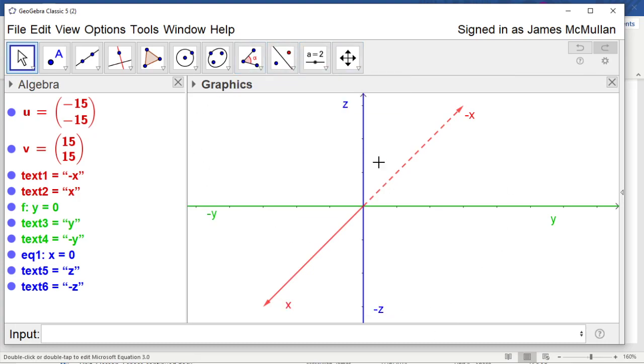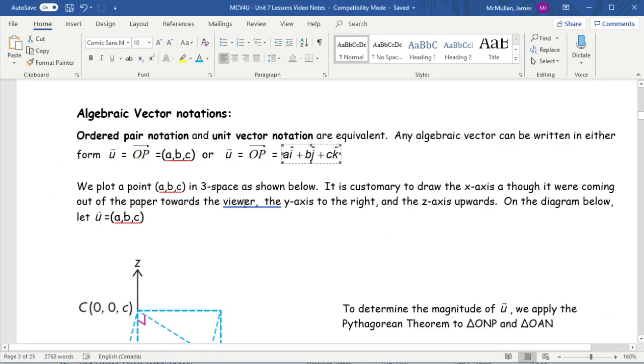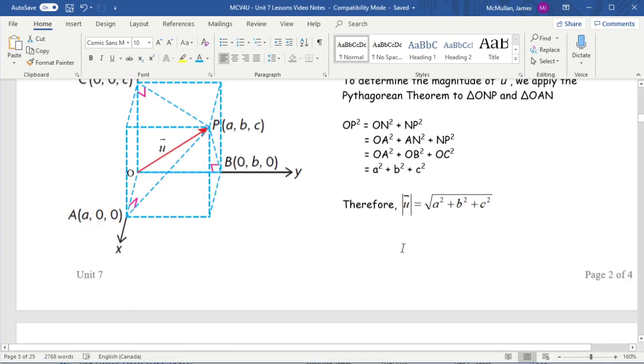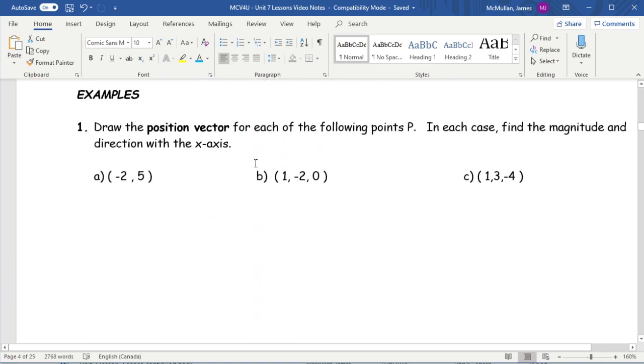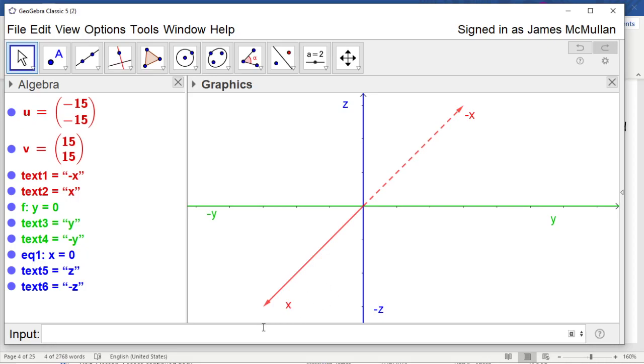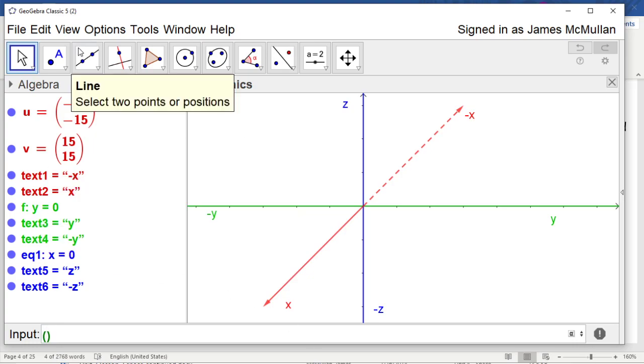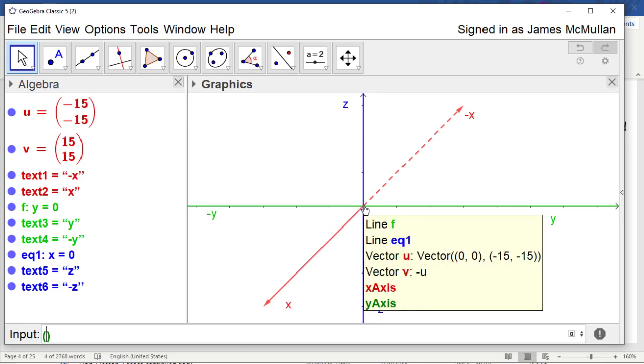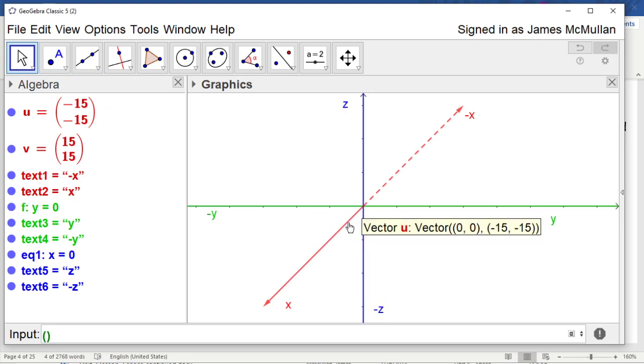Now suppose we wanted to draw a vector here. Let's say we're drawing, actually this is a bad example because it doesn't have a, let's go to this one: 1, 3, negative 4. Okay, so suppose we had to draw 1, 3, negative 4. How do I do this? First, I want to draw the 1 along the x-axis. So to draw the 1 along the x-axis, basically I want to move 1 unit along this axis going forward.